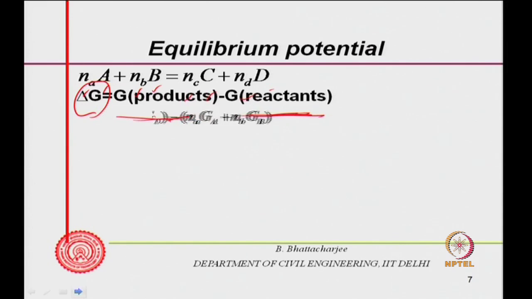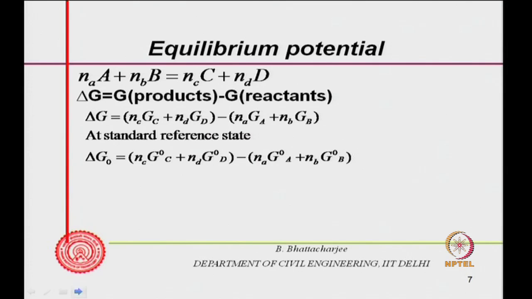So, one can write delta G in this manner, because free energy per mole is known. So, n_C G_C minus n_D G_D, et cetera. And at standard reference condition, we call it delta G 0, which will be n_C G_C and so on at the standard condition, where 0 stands for the standard reference condition of possibly concentrations being 1, et cetera. Under standard condition, it will be given like this.